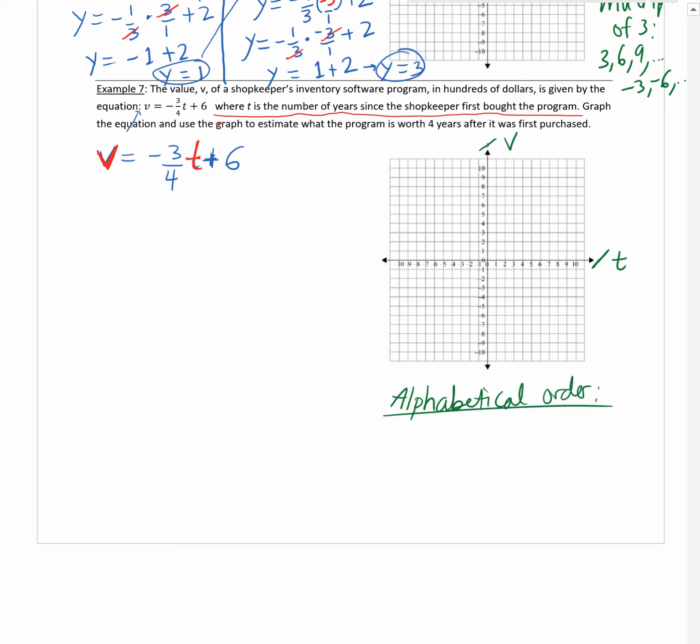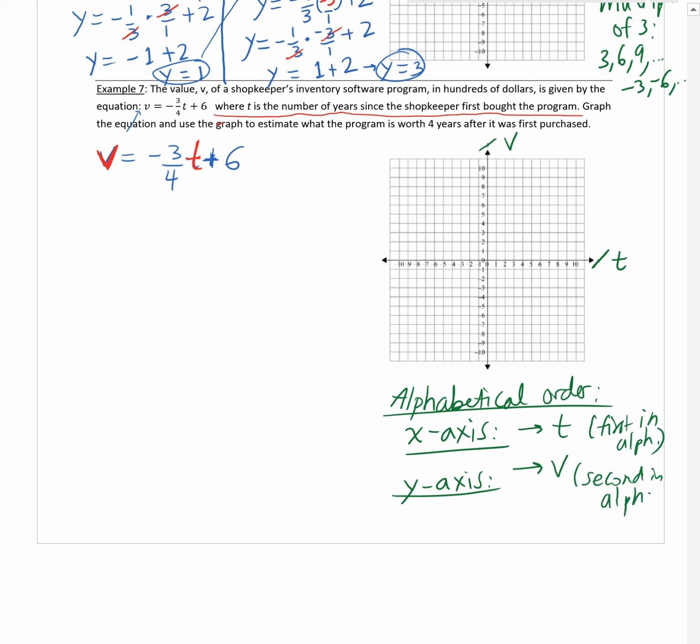You know how we said the x-axis, since x comes first in the alphabet, is the horizontal axis, and the y-axis comes second because y comes second in the alphabet. Same thing with v and t. T comes first before v in the alphabet, right? And v and y come second in the alphabet. So that's kind of how you know which one corresponds to which one.